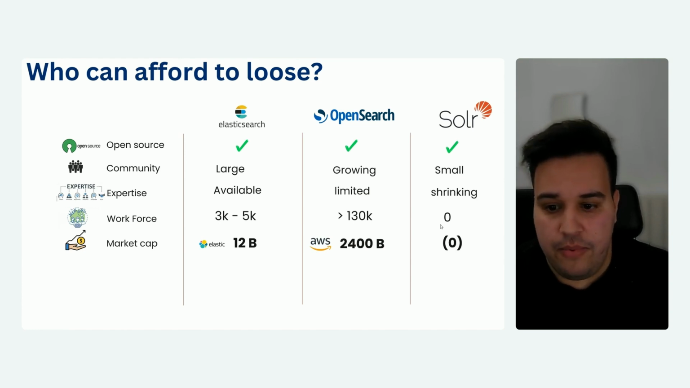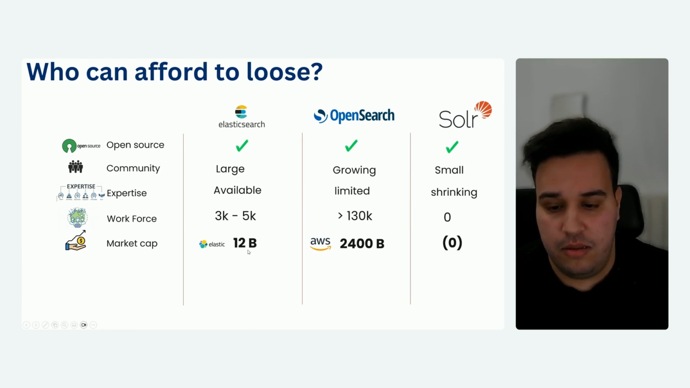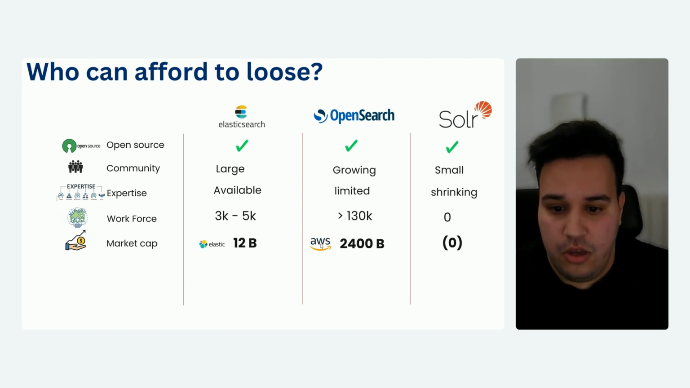For the market cap, both Elastic and AWS are publicly traded companies, with Elastic having a market cap of $12 billion. And they started being profitable last year, so this is pretty much the metric. And then AWS goes without saying that they are valued at $2.4 trillion. So if there is a battle of ego here, you can already tell who's going to win.